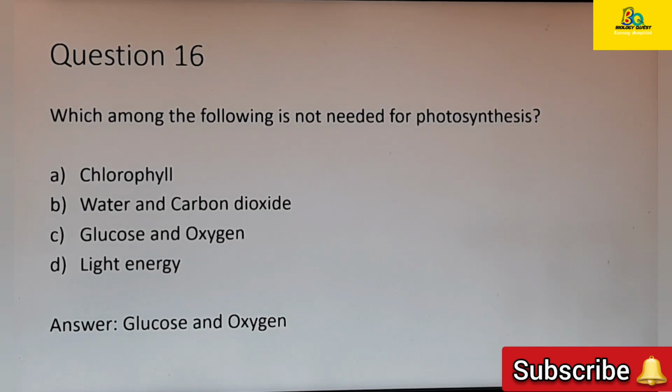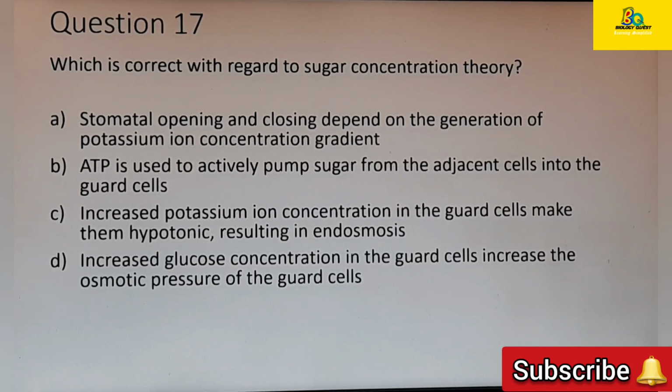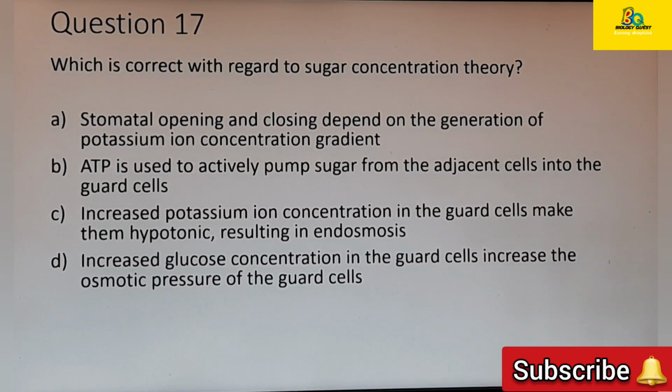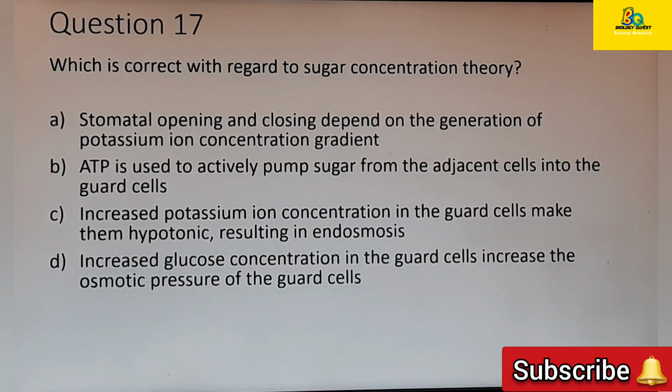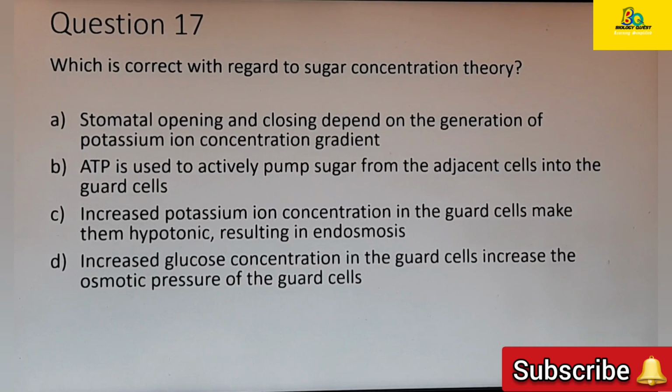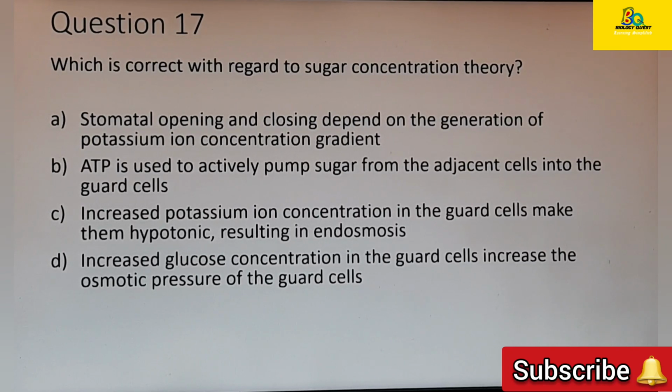Now, moving on to the next question. Which is correct with regard to sugar concentration theory? Option A, stomatal opening and closing depends on the generation of a potassium ion concentration gradient. Second option, ATP is used to actively pump sugar from the adjacent cells into the guard cells. Option C, increased potassium ion concentration in the guard cells make them hypotonic, resulting in endosmosis. And option D, increased glucose concentration in the guard cells increase the osmotic pressure of the guard cells.